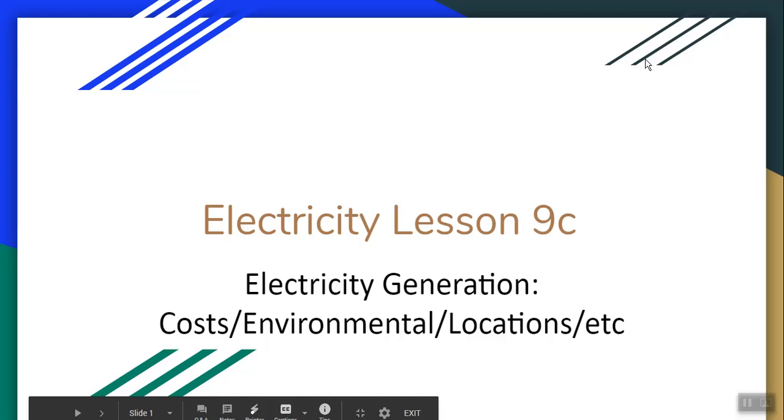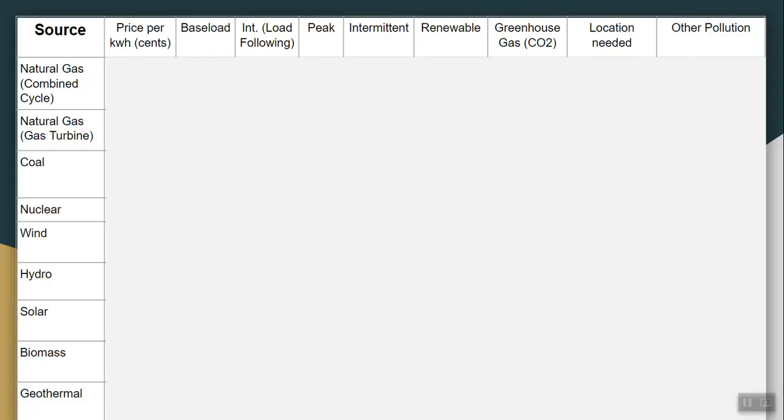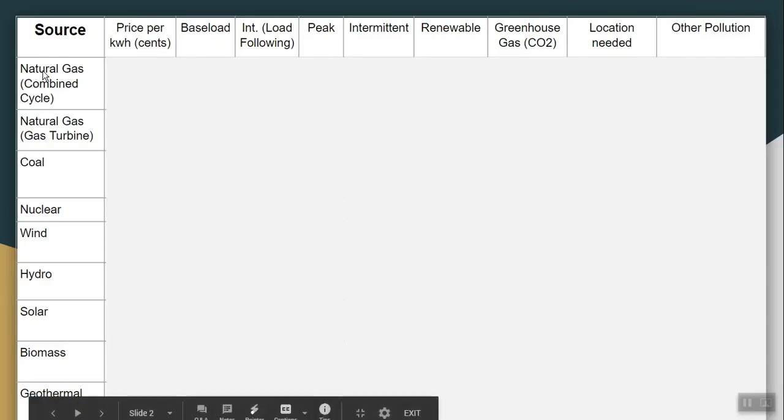Okay, so today's lesson is going to be again about electricity generation, but we're going to look at all the different factors into why people choose different sources of electricity. So the cost, the environmental impact, does it need a special location, all that.